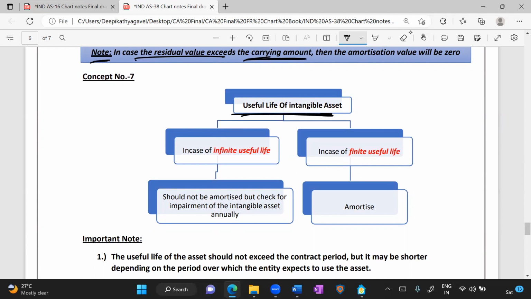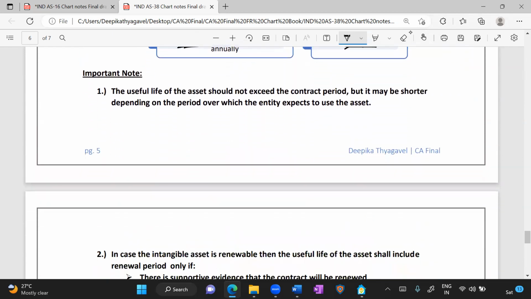Useful life of intangible asset, in case the useful life is infinite. In case the useful life is infinite, obviously then that intangible asset cannot be amortized, but you will check. We have already discussed this, right? But you will check for what? You will check for impairment under Ind AS 36, annually. Impairment you will check, because amortization cannot be done since the asset has an infinite life. And in case the asset has a finite life, you can definitely amortize the asset. The asset can be amortized, right?